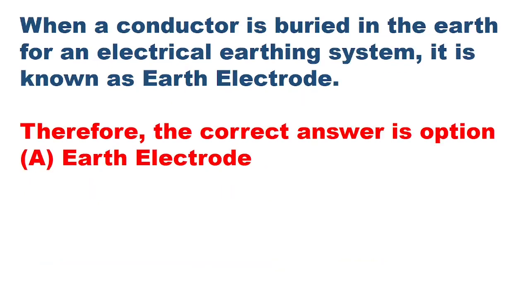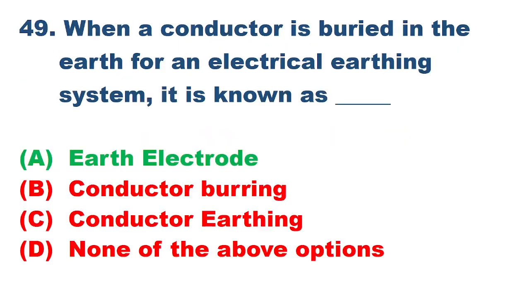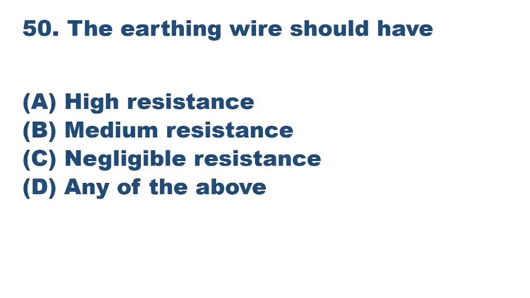So when a conductor is buried in the earth for an electrical earthing system, it is known as earth electrode. Therefore, the correct answer is option A, earth electrode. Then we'll go to the next question. The earthing wire should have option A, high resistance, option B, medium resistance, option C, negligible resistance, and option D, any of the above.